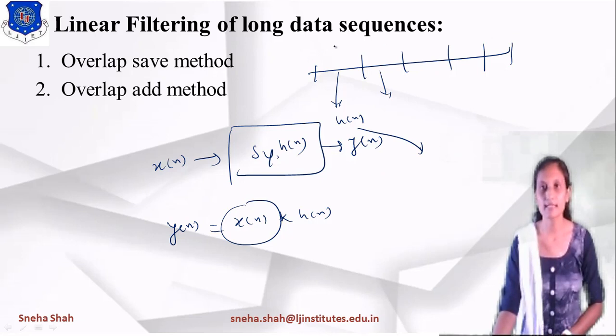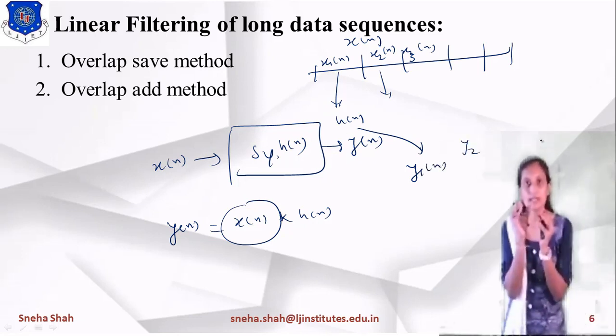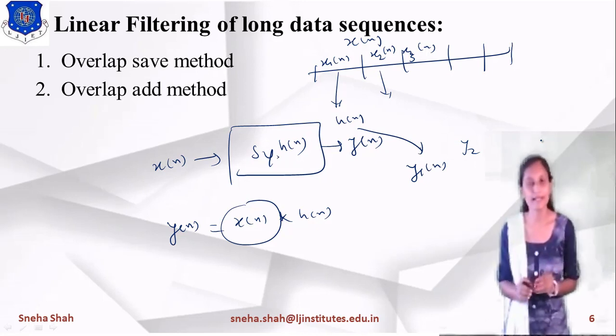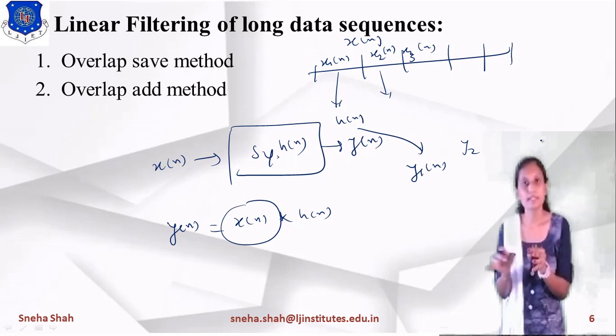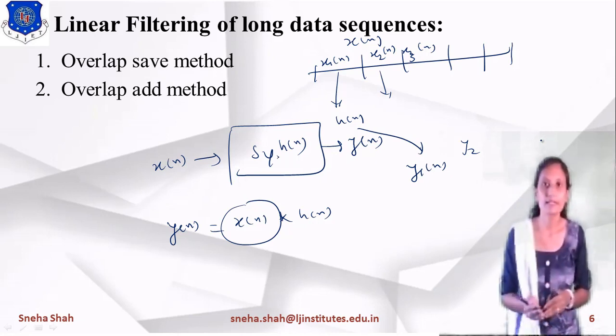Suppose I am taking this as an input x of n. This will be divided into a number of terms like x1 of n, x2 of n, x3 of n, likewise. This will be convolved with h of n, so it will give you the output as y1 of n, y2 of n, likewise. So for smaller data sequences, it gives you the convolved output properly, right? And then afterwards it will merge all the data sequences, so it will give you the linear filtering like this.